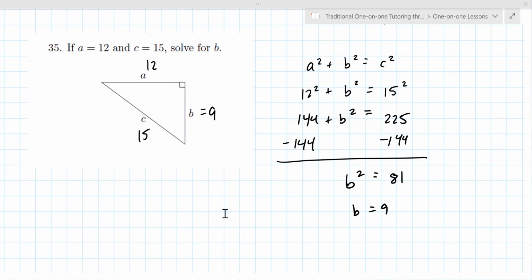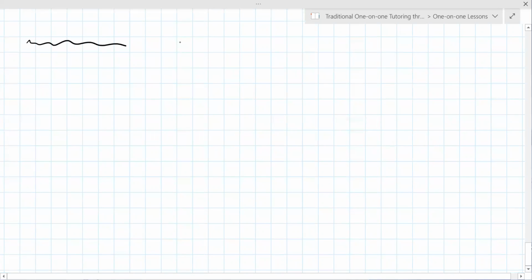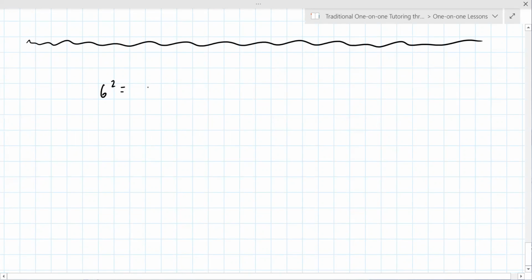But this is great. You should be very proud of yourself here. Let's just spend a few more minutes. We're not necessarily going to do any more triangle problems, but I want to review a couple of concepts we've already talked about today. So 6 squared means 6 times 6. Do you agree with that?